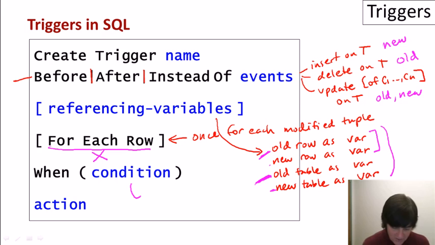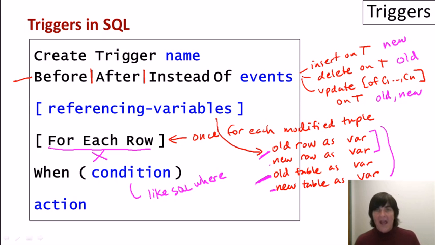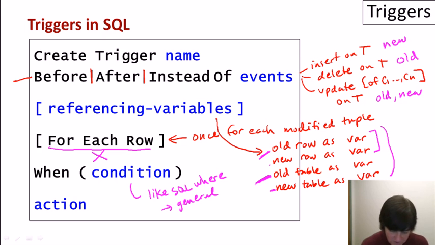The condition here is like a SQL where condition. It's going to test a condition on the database, and if the condition is true, then the action will be performed. Actually, what this is really like is like a general assertion. We saw there were certain ways of describing conditions that are on entire databases, and we'll see a number of examples. And finally, last of all is the action.